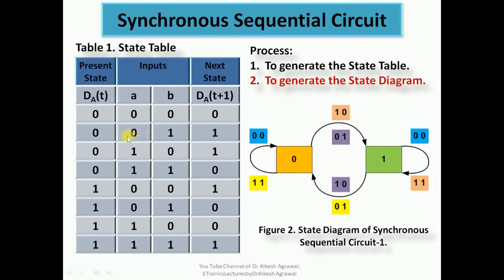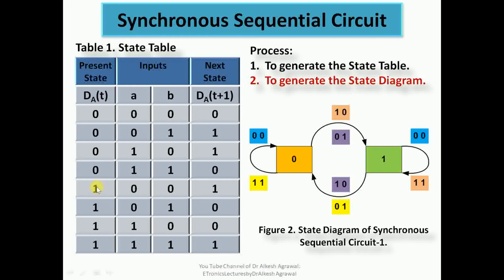Then the next is from 0 to 1 with input 0 1. So we have this kind of transition from 0 to 1, where the tail is towards 0 and the head is towards 1, with input 0 1. Then next is from 0 to 1 with input 1 0, so again we have the same transition from 0 to 1 with input 1 0. Then the next row is from 0 to 0 with inputs 1 1, so we have a self transition from 0 to 0 with input 1 1.